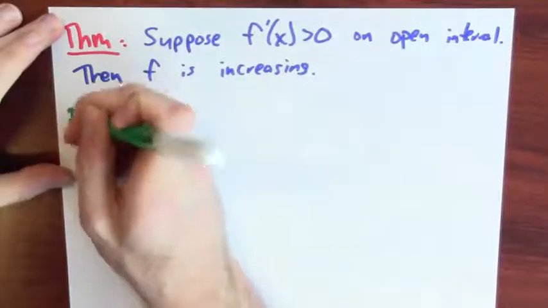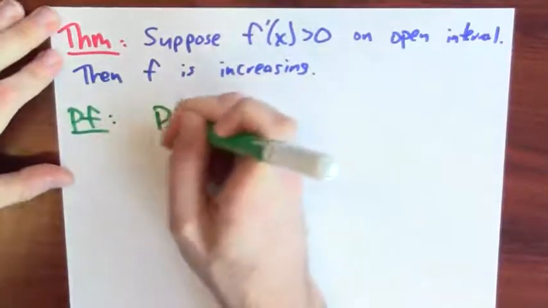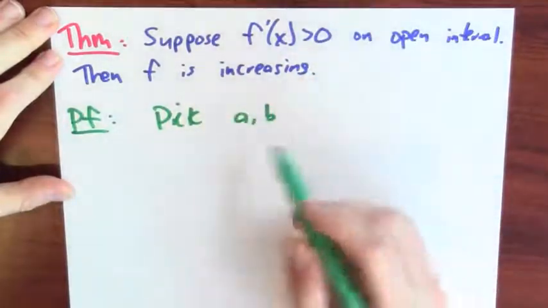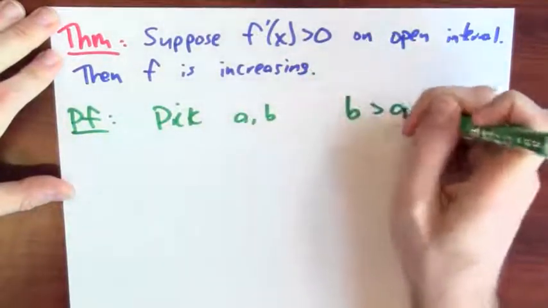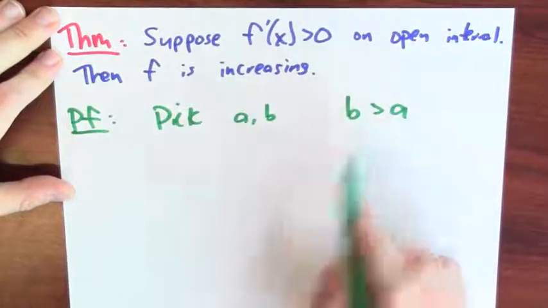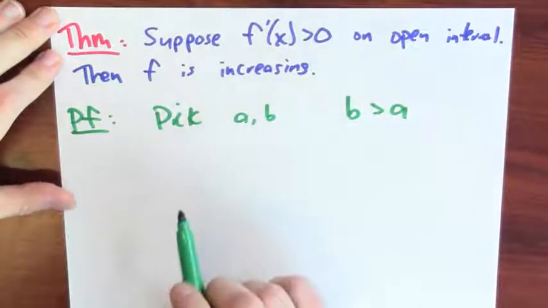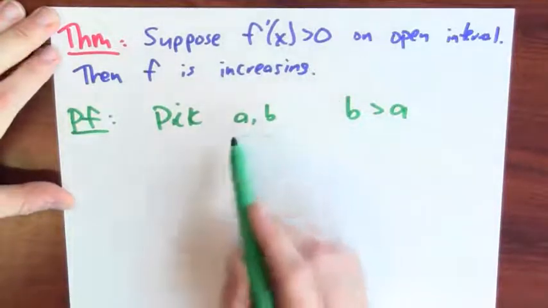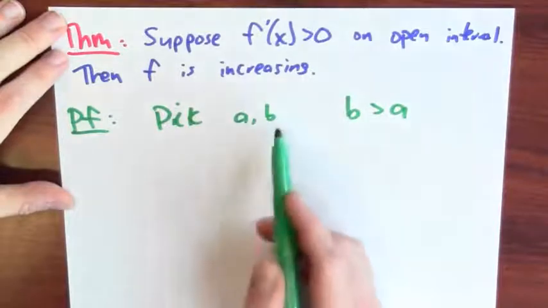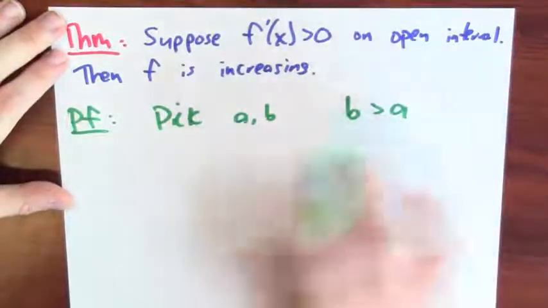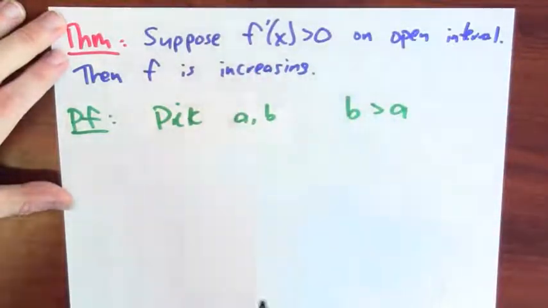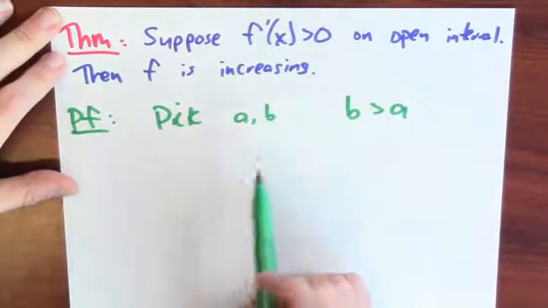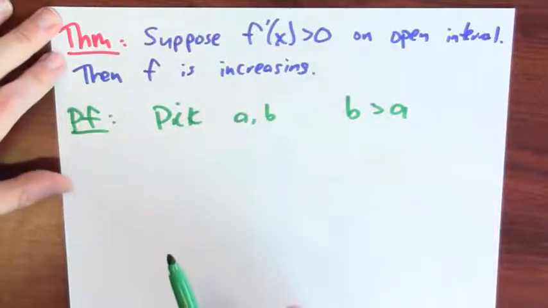Okay, so let's prove this result. I'm going to pick 2 points A and B, but I want to make sure that I pick them in order. So I'm going to pick B bigger than A, so I can talk about the interval AB. All right, so I picked my 2 points. Now I'm going to apply the mean value theorem to the open interval AB. And that's okay, because I'm going to pick A and B to be in this open interval, and that means that f, being differentiable, satisfies the conditions of the mean value theorem. It'll be continuous on the closed interval AB, and it'll be differentiable on the open interval AB.